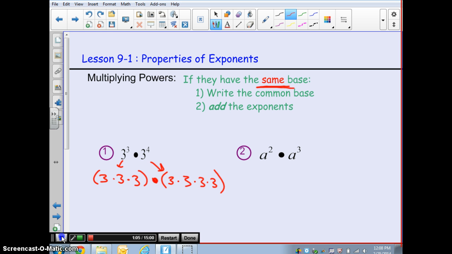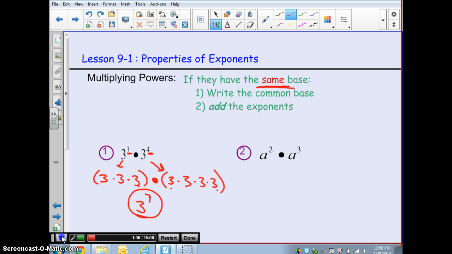So when we expand that out, really, we have 1, 2, 3, 4, 5, 6, 7 3's. So we're multiplying 3 times itself 7 times. Well, isn't that what 3 plus 4 is equal to? All we had to do for this problem is write down the common base, which was 3, and add the exponents, which was 3 plus 4, and we would get 3 to the 7th power.